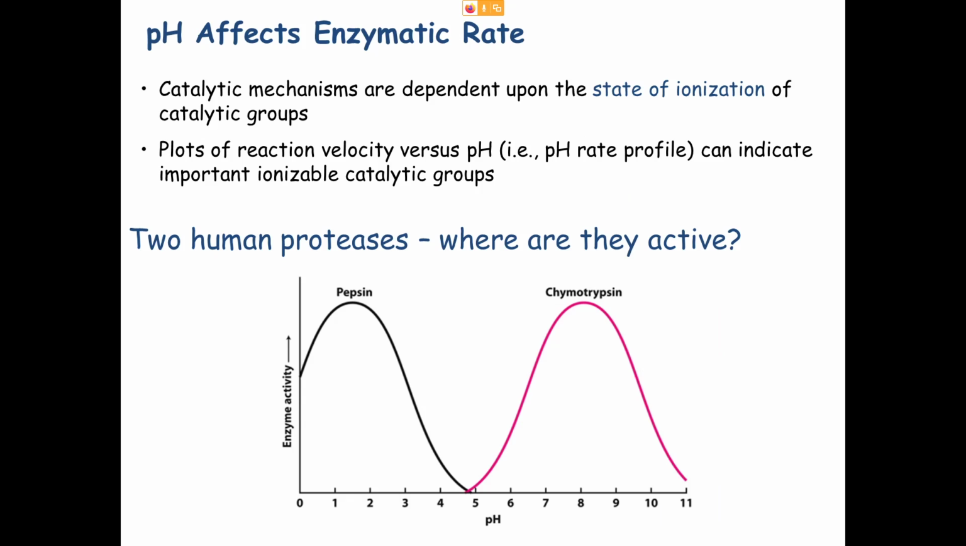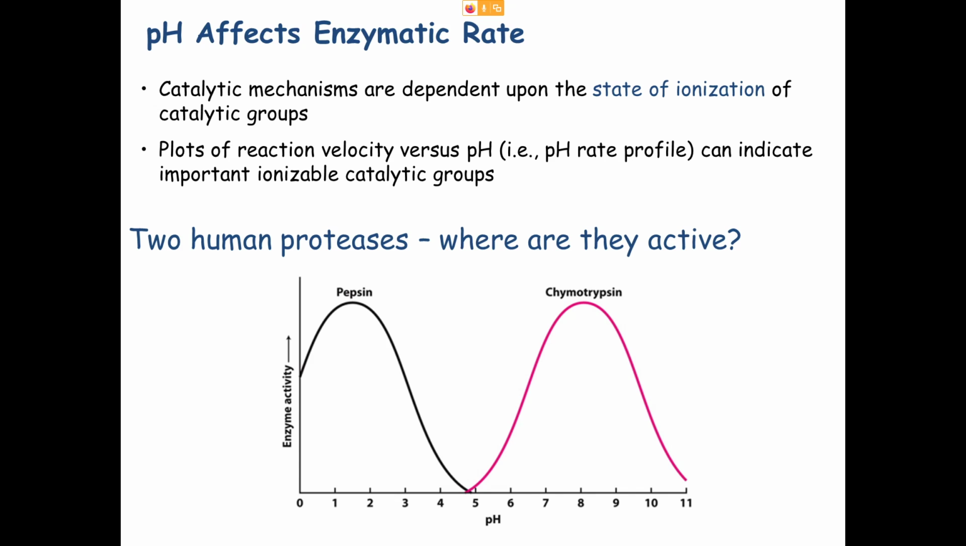Okay, let's move on to pH. Kind of like temperature, where in temperature we had an optimum, and if we went beyond that, it would denature. Right? And if you went lower than the optimum, it would just give you less activity. It wouldn't denature. Whereas in pH, we also have an optimum.